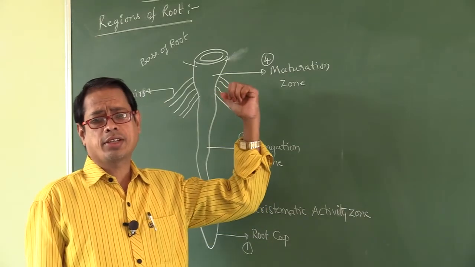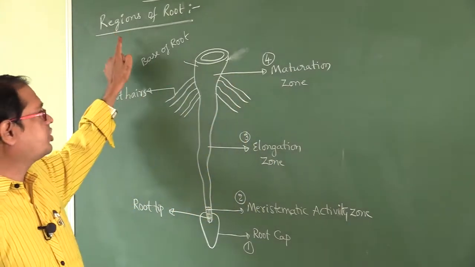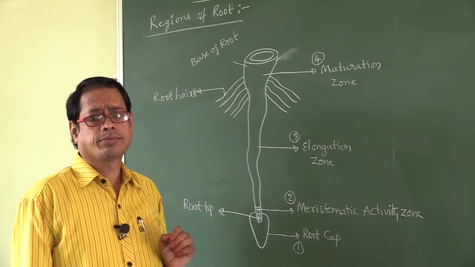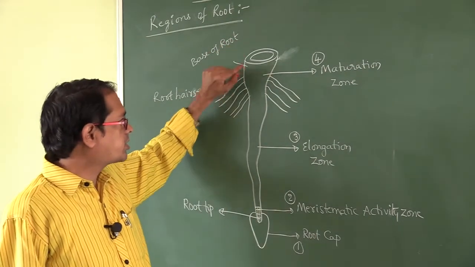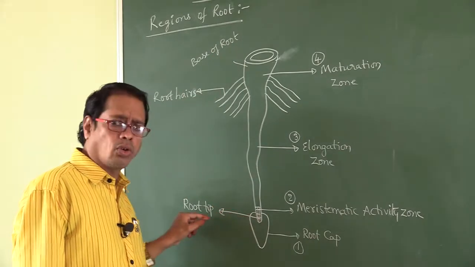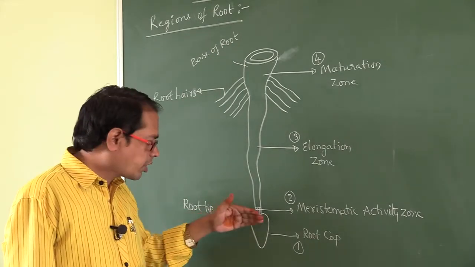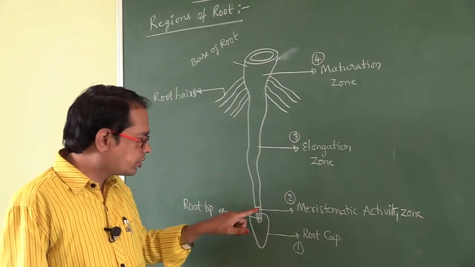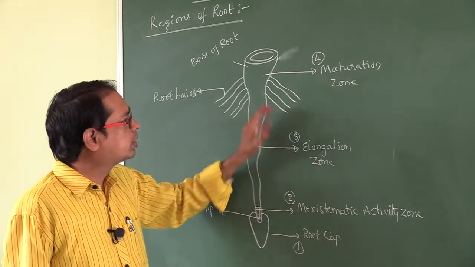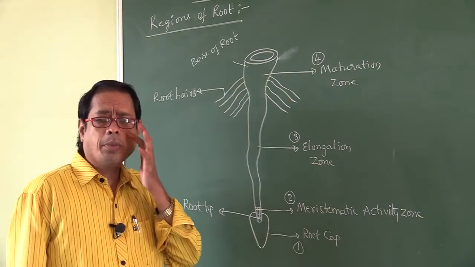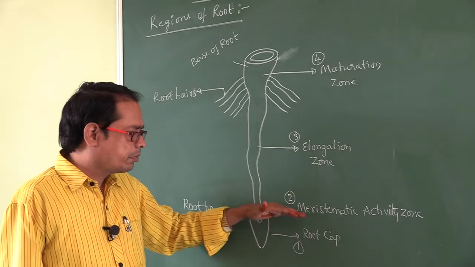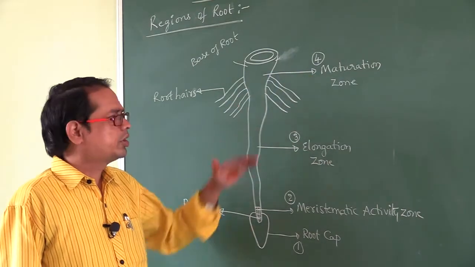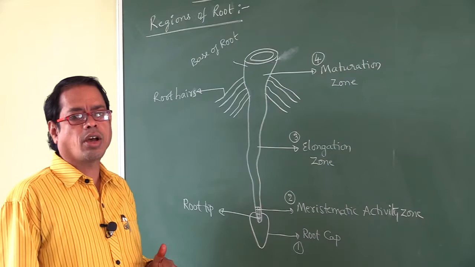Now look here, my dear students. Let me explain the regions of root. What are the regions of root? This is the base of the root, this is the root tip. From tip to the base: root cap, meristematic zone, elongation zone, maturation zone. How many parts are there? Root cap, meristematic zone, elongation zone, maturation zone. These are the 4 parts in regions of root.